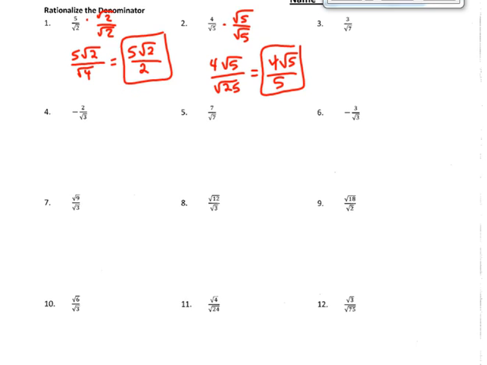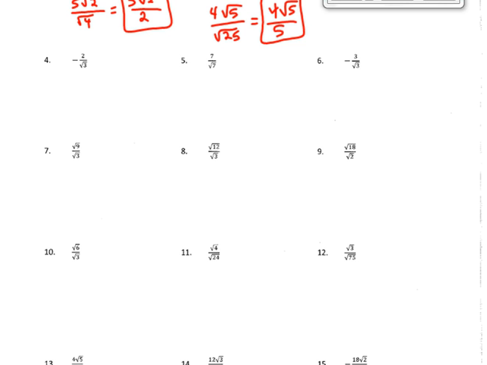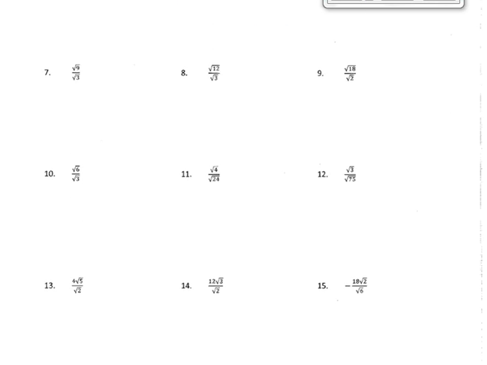So let's go a little bit farther down, get some problems that are a little bit tougher. First of all, let's take a look at number 4. When you put that negative out front, it doesn't really do much to it. It just makes the answer negative, so it keeps the answer negative when you're looking at it.